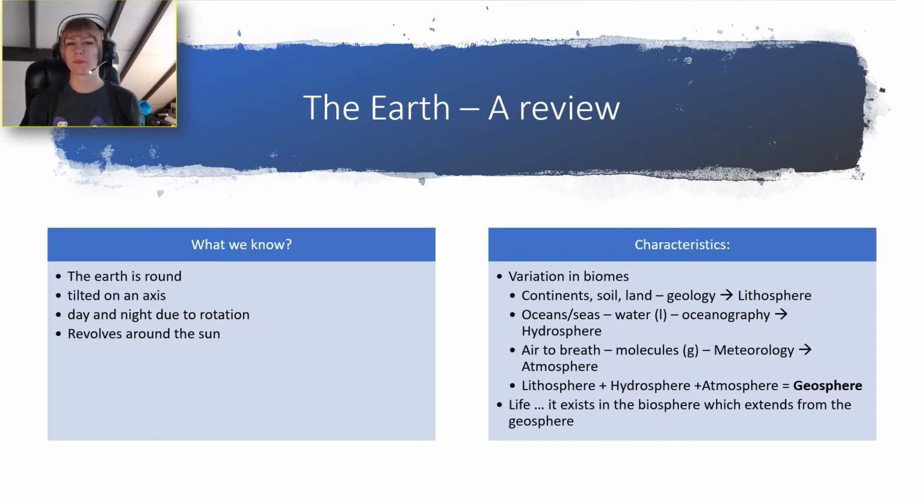Okay. Characteristics of the Earth. We have a variation in biomes. We have continents, soil, land, geology. We have the lithosphere, the asthenosphere. We have the hydrosphere, which is the oceans, seas, water as a liquid. Oceanography is a science. We have the air we breathe, which makes up the atmosphere. And this is where we're going to find gas molecules. This is where we're going to see our atmosphere. This is where we're going to see meteorology as a science come in.